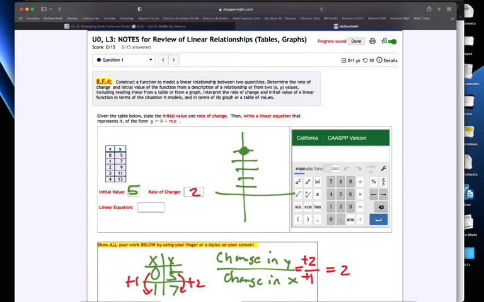And when we put those two things together, our linear equation would be y equals 5 plus 2x, where that right there is the initial value, and the rate of change, which we will eventually call the slope, goes right there. So y equals 5 plus 2x.